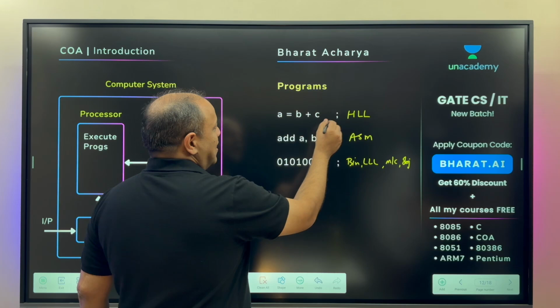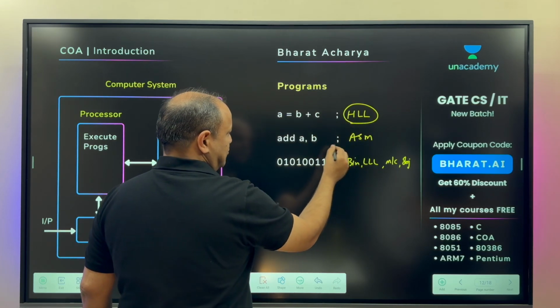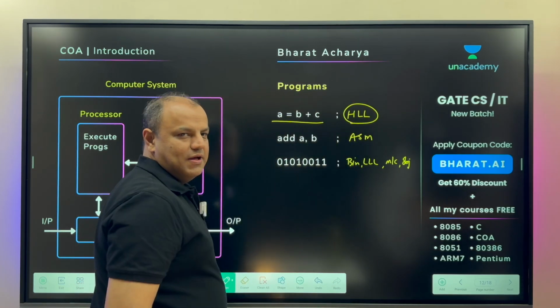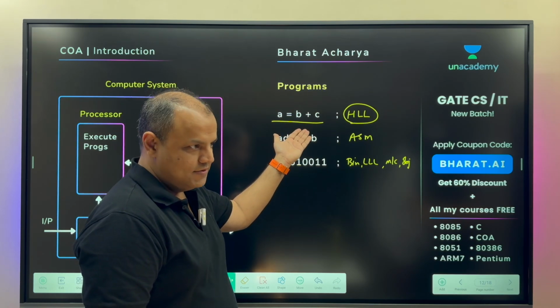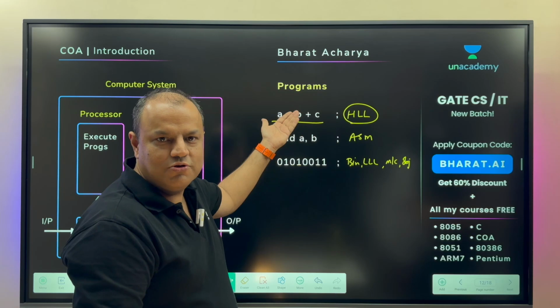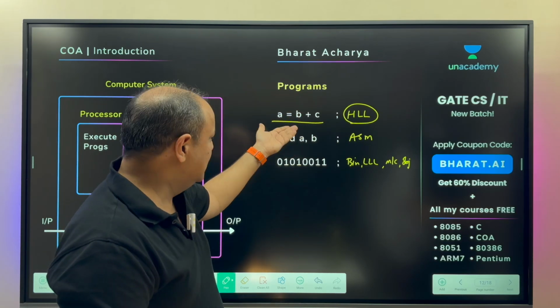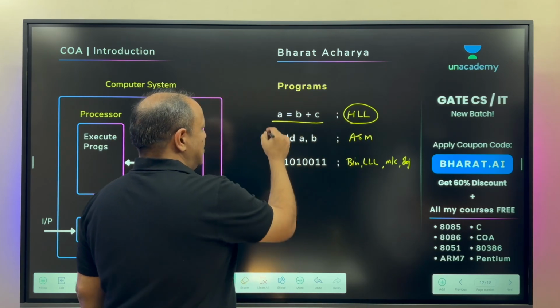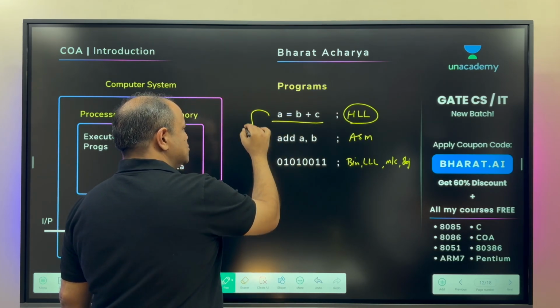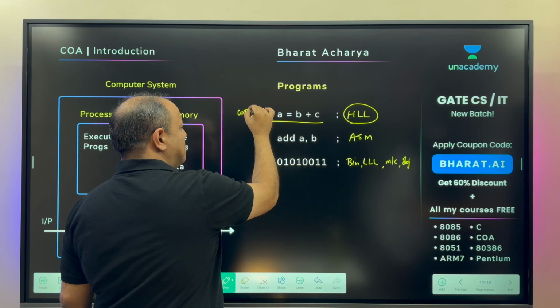You write your program in higher level languages in today's world because they're easy to comprehend. Anybody can understand what's happening here. If you have a problem understanding this, there is a genuine problem. B plus C, result stored in A. They look so similar to basic English that they are very easy to understand. When you write a program in a higher level language, you give that program to a software called the compiler.